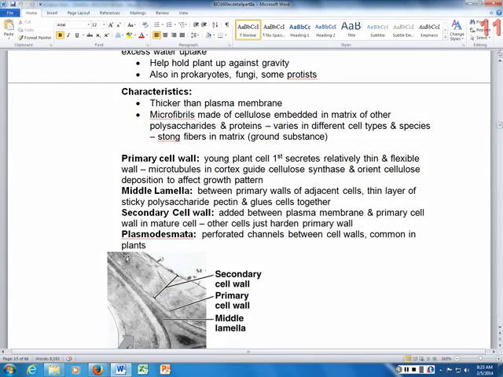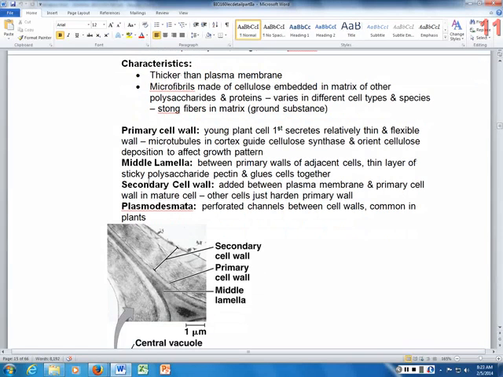The primary cell wall is what you'll find in a young plant, and it's a relatively thin, flexible wall. If you look at new little plants when they're first coming up out of the ground, they're really flimsy. If you water them, they fall over and fall back into the soil. They just don't have very strong cell walls yet. It's going to have microtubules in the cortex that help to guide the cellulose synthase and orient the cellulose deposits so that it will affect the growth pattern.